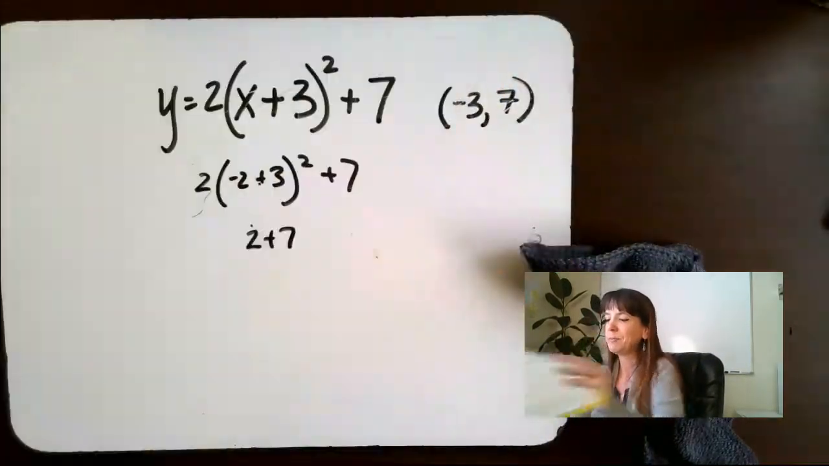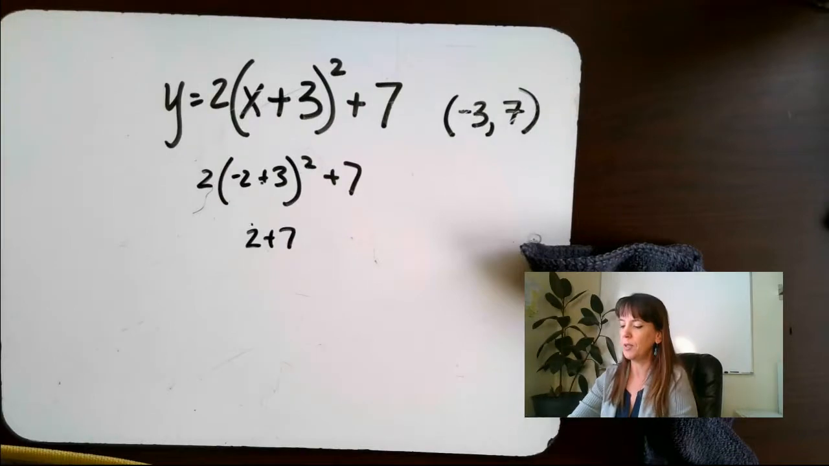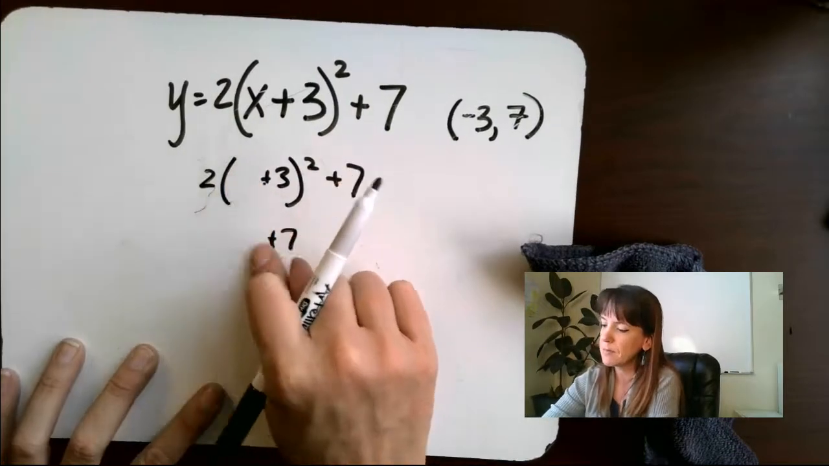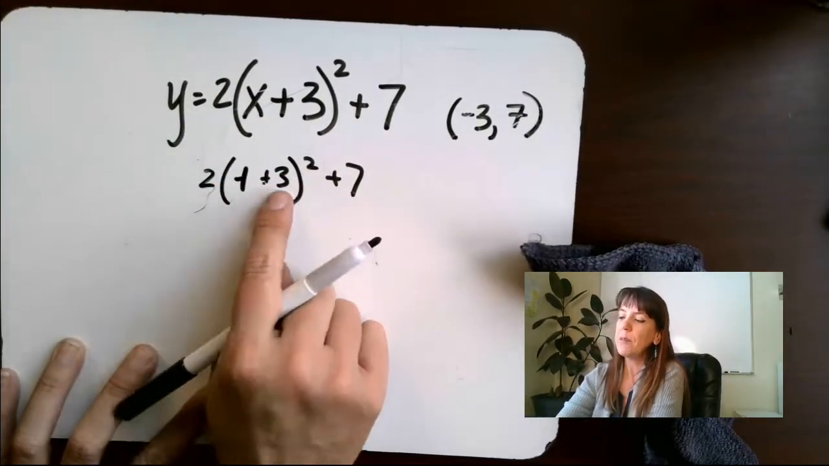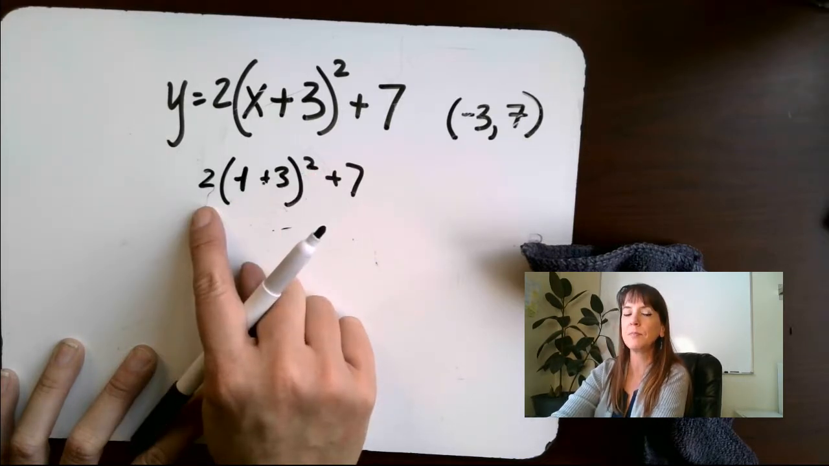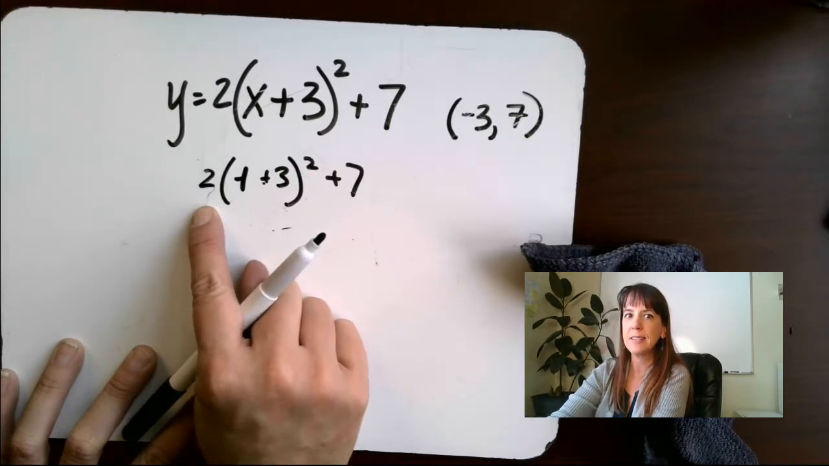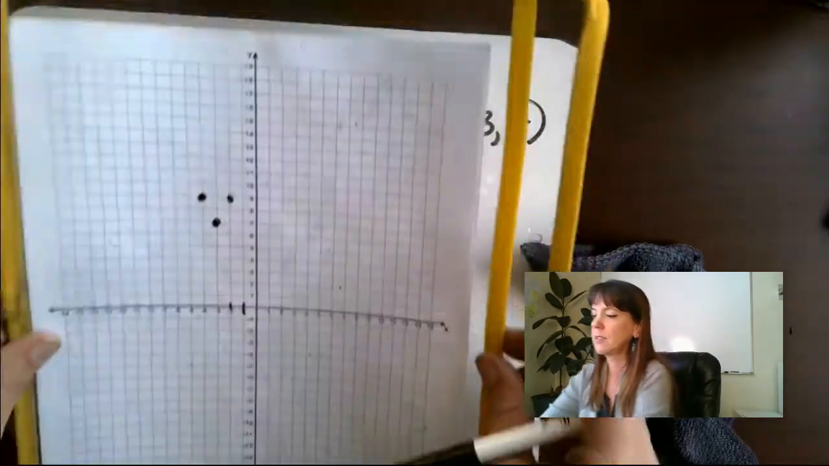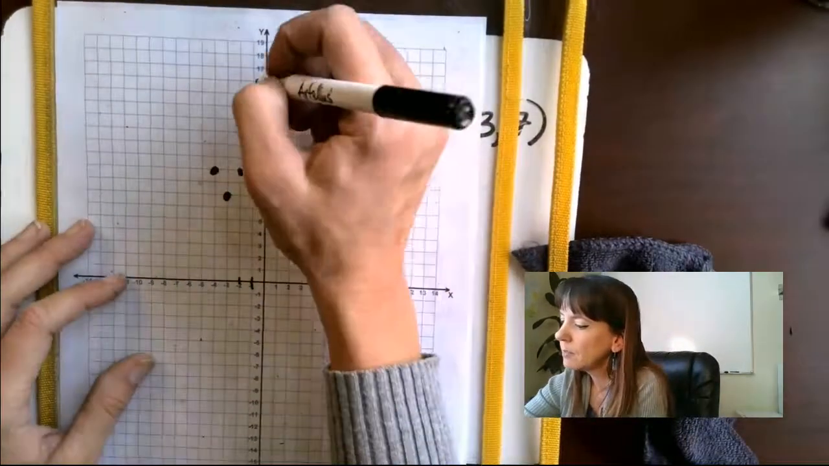All right. So now we're going to do negative 1, right? Negative 1 plus 3 is 2. 2 squared is 4. 4 times 2 is going to be 8 plus 7. What? Okay. We're going to go all the way up to 15.